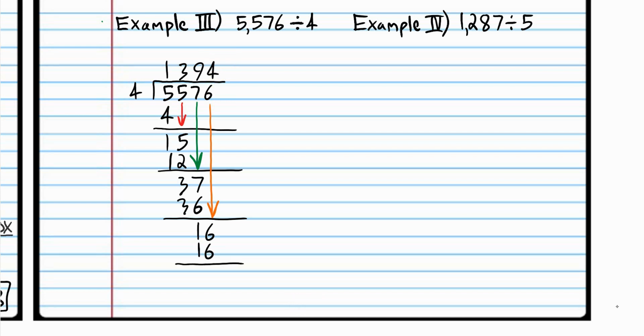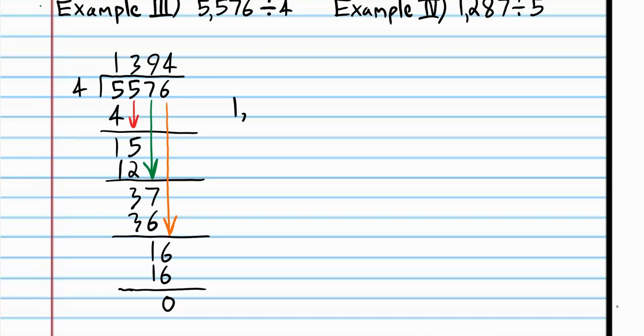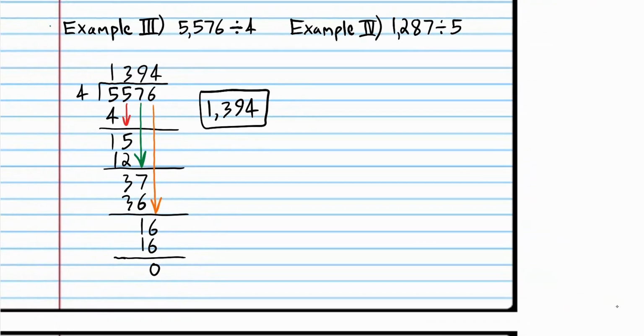Step number 3, subtract these numbers down here. 16 minus 16 is 0. So the remainder on that problem was 0. So if you got that answer, good job. Let's write the final answer with a comma. When you write a 4-digit number formally, it's got to have a comma there.